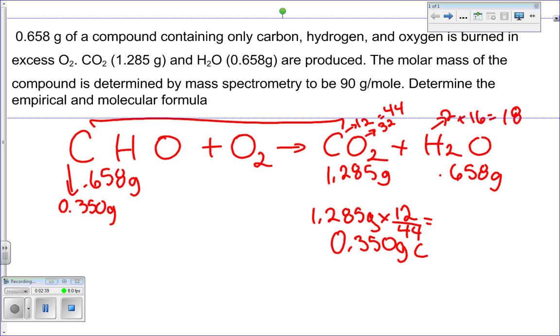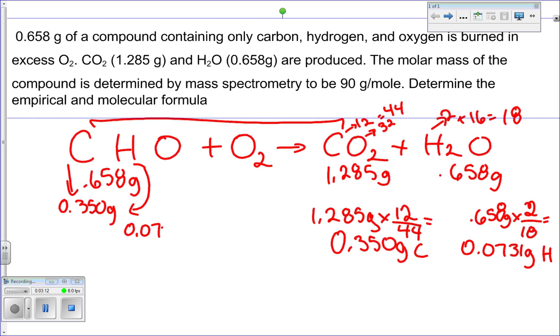Again, with the 0.658 grams of water, I can figure out the grams of hydrogen. I know that for every water, 2 out of 18 grams is hydrogen. If we calculate that, it comes out to 0.0731 grams of hydrogen, just plain old H. So now my hydrogen value is 0.0731 grams.